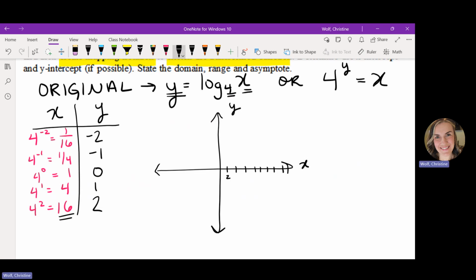And another thing you could have done here, you have no negative x values. You could have just drawn it like that, whatever. You draw your graph how you see fit. Now for y, pretty easy. I got to go up to 2 and down to negative 2.